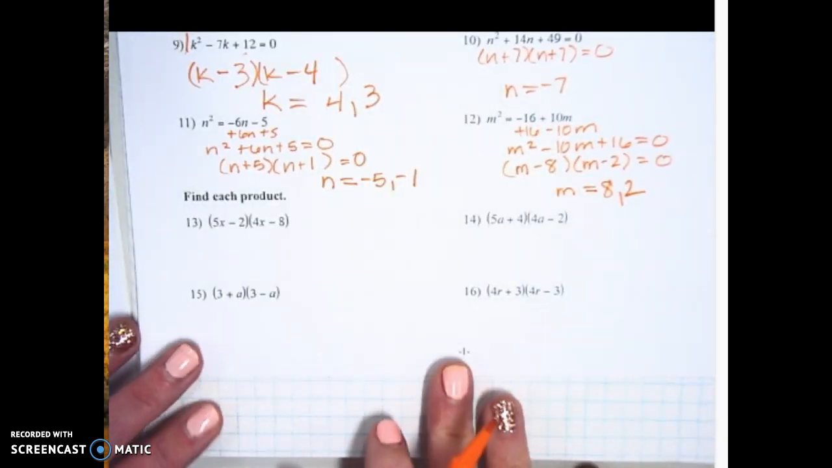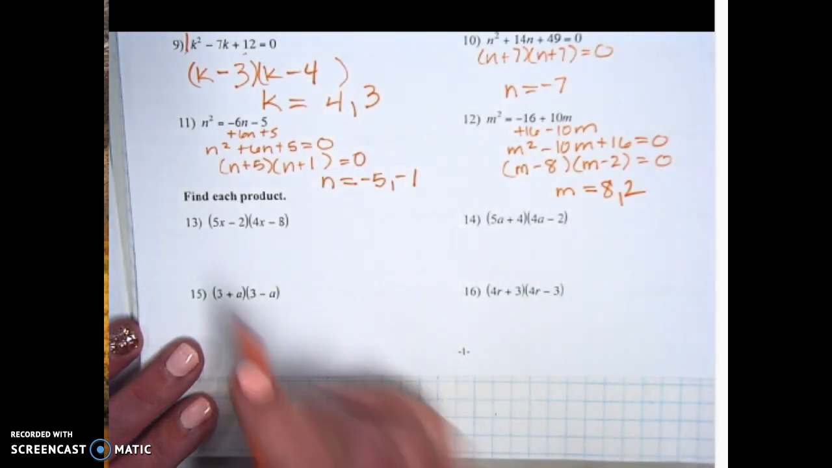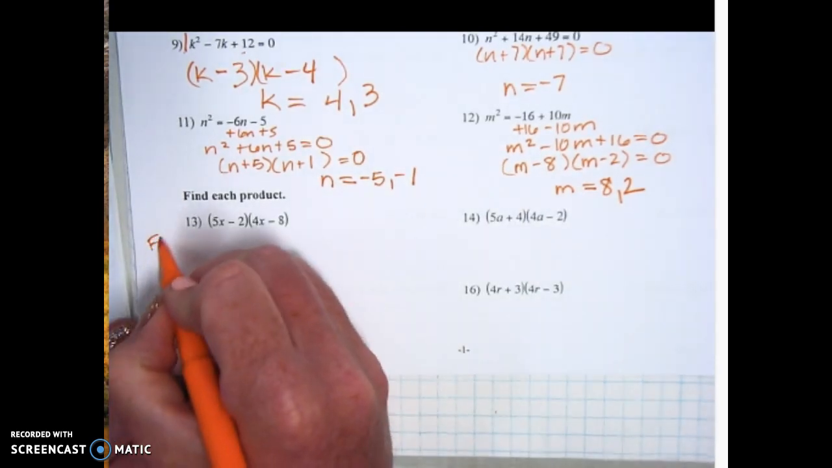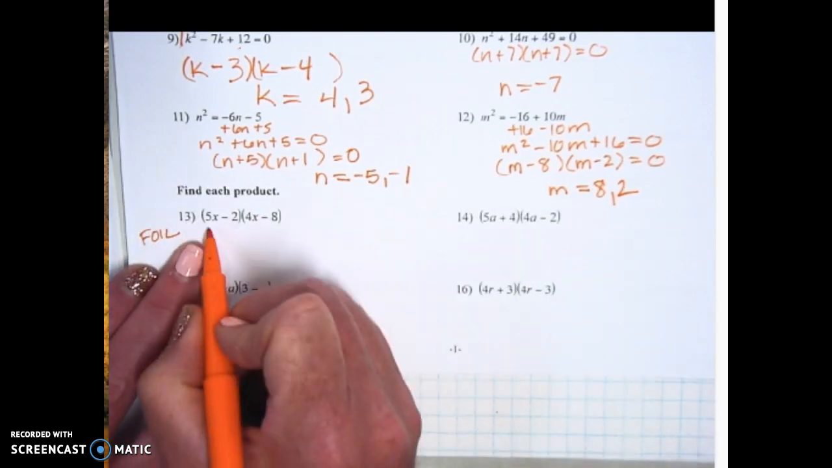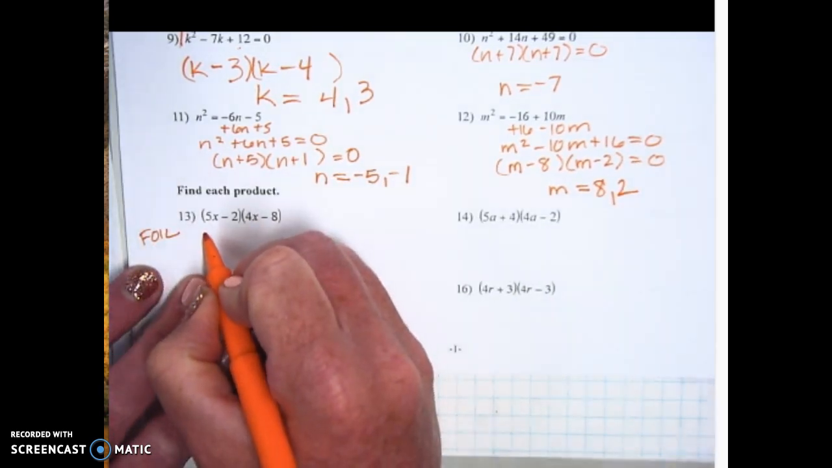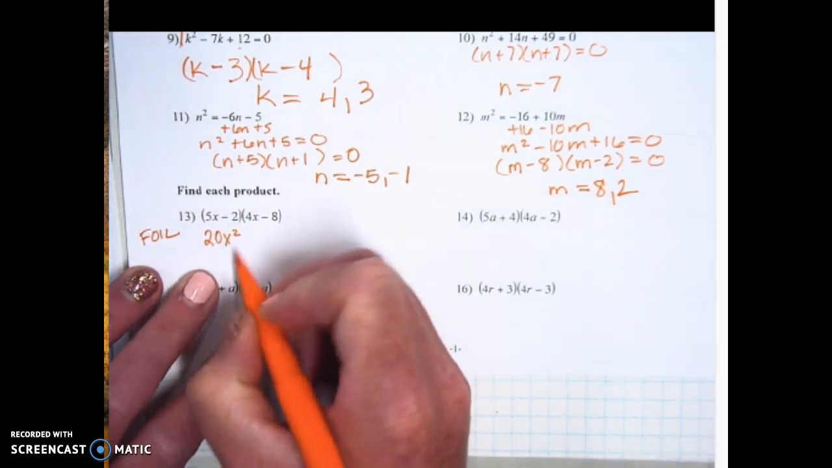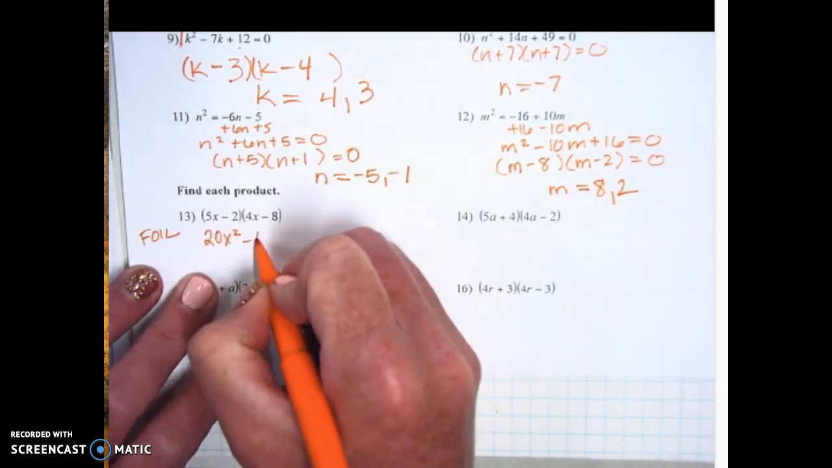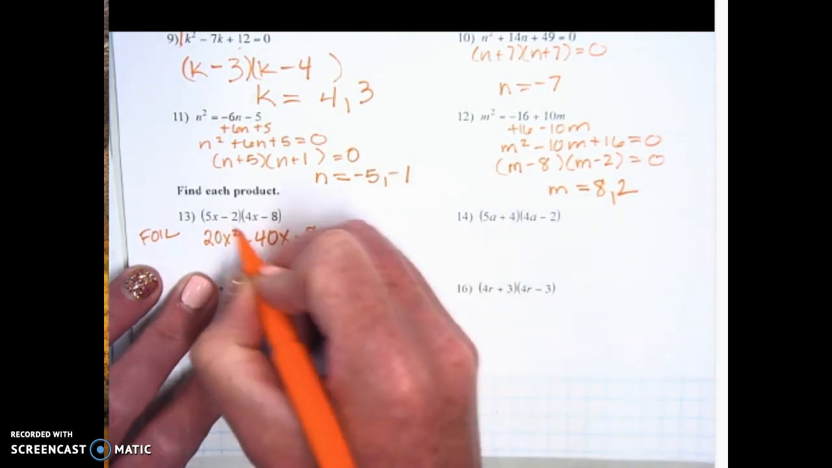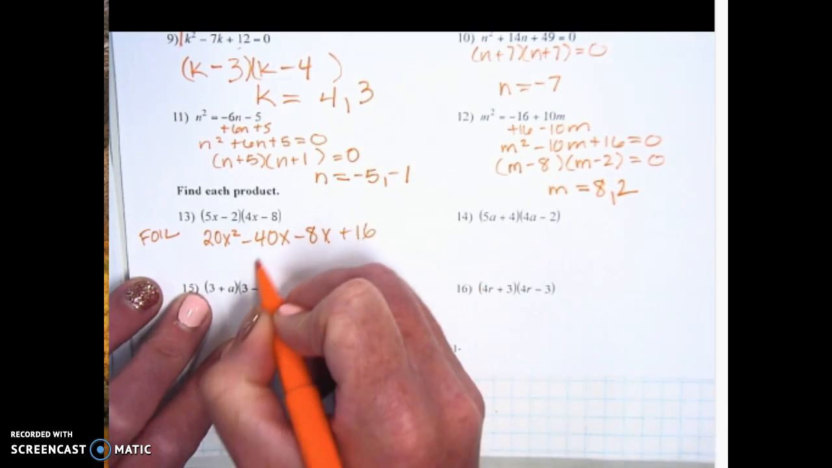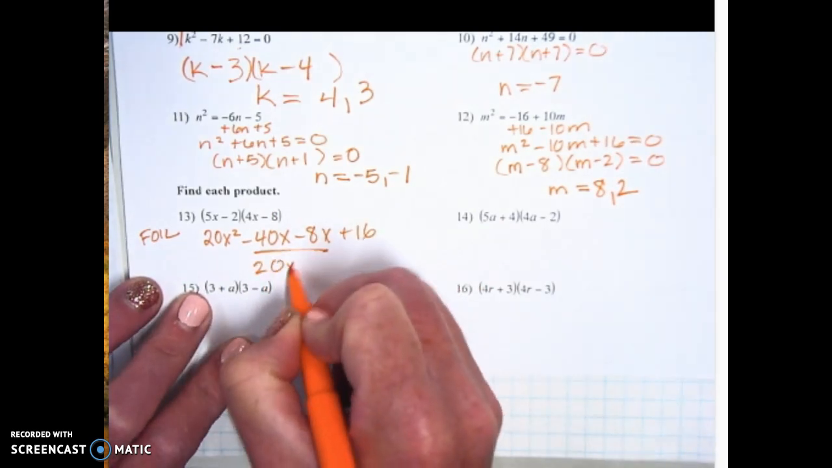13 through 16, we want to FOIL these. So we're going to do first, outside, inside, last. Number 13, 5x times 4x is 20x squared. Outside is 5x times negative 8, which is negative 40x. Inside is negative 8x. Last is plus 16.